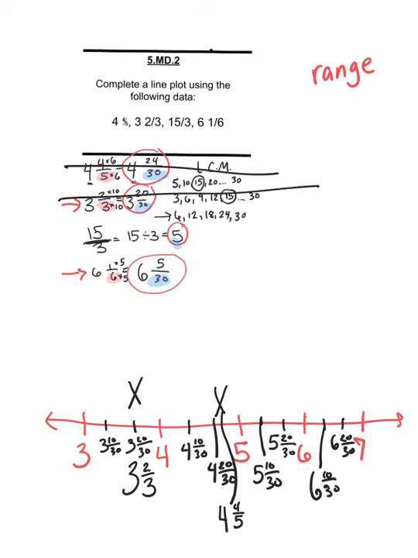Then I have 5, that one's nice and easy. And then I have 6 and 5/30ths, or 6 and 1/6. Oh my gosh, look. It's a jungle of numbers. Okay. All right, that's the line plot.